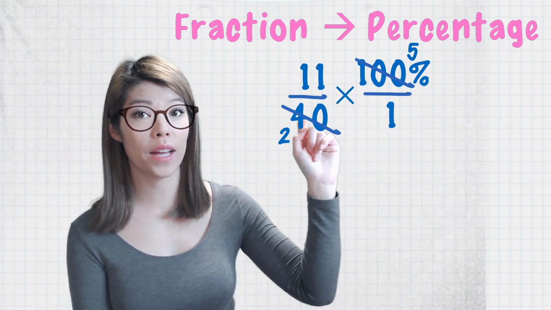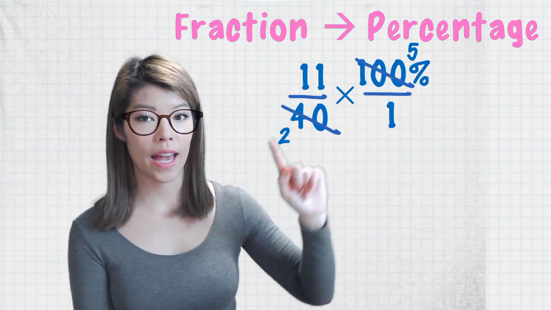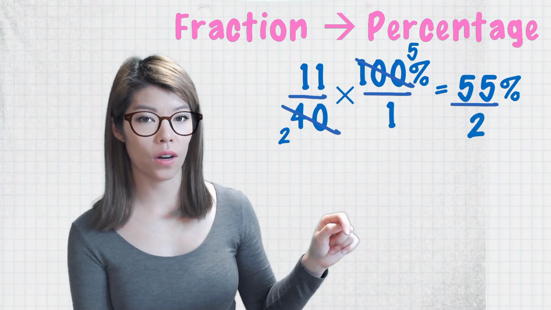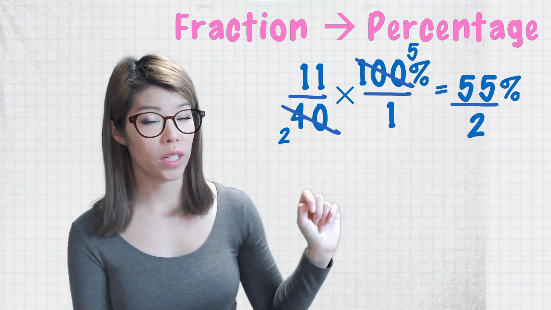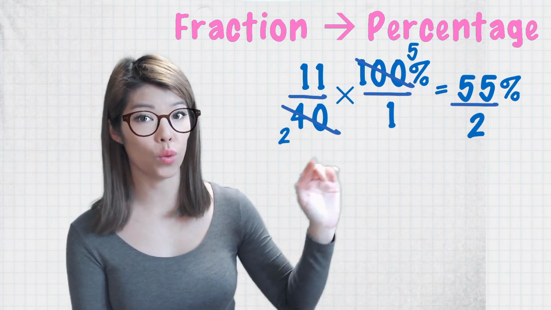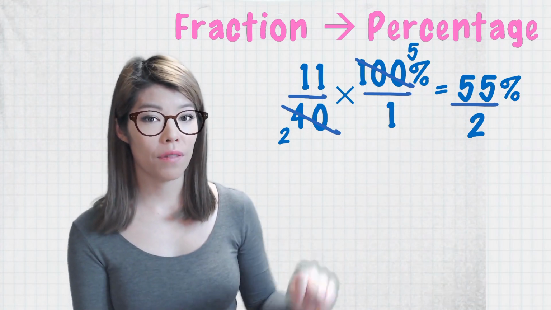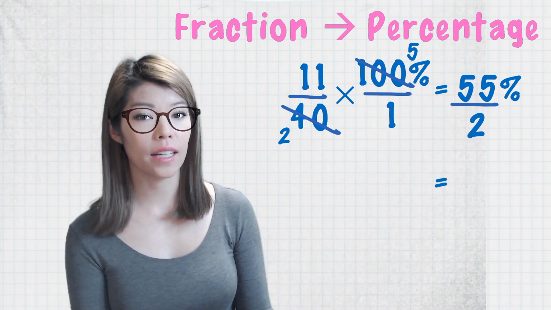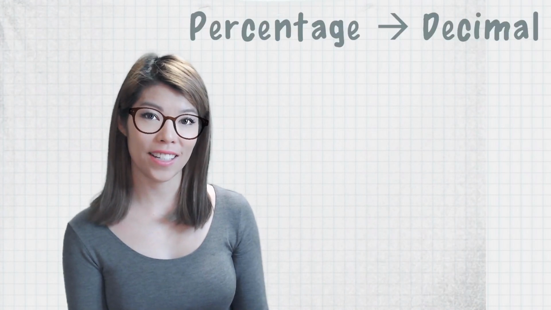So now we multiply the numerators. 11 times 5 is 55, and 2 times 1 is 2. So we get 55 over 2% because we have the percent here. Remember, we didn't multiply by just 100 because that would change our value. We multiply by 100%, which is 1. So now we have 55 over 2, which we can simply divide and get 27.5%.